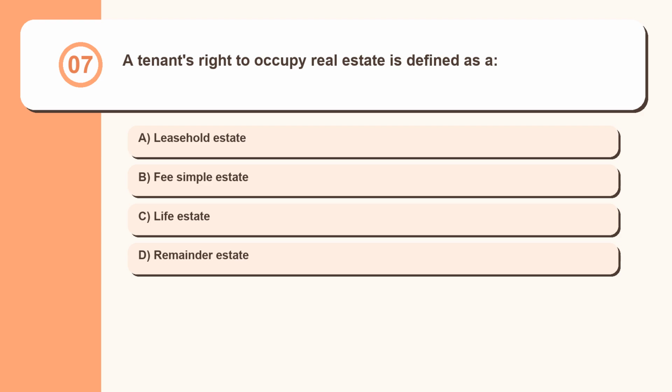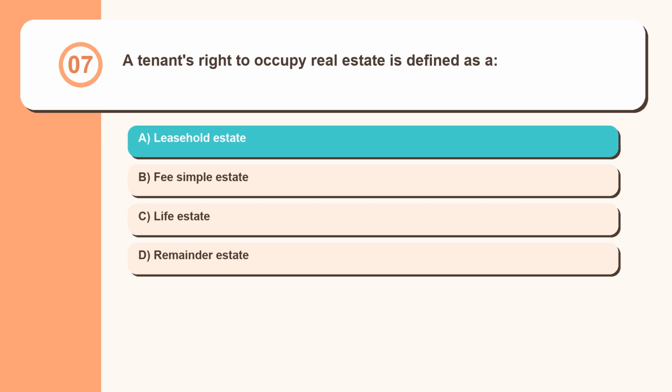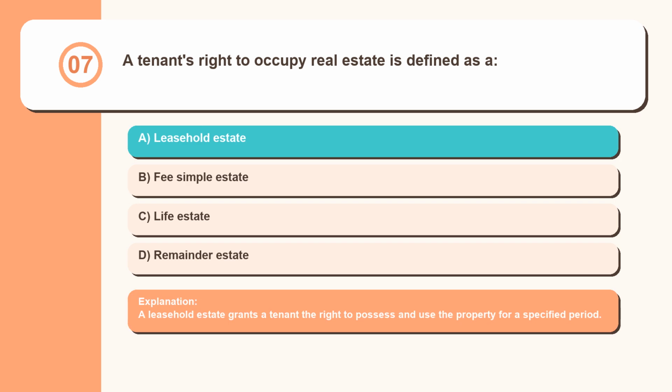Question 7. A tenant's right to occupy real estate is defined as a leasehold estate, fee simple estate, life estate, remainder estate. A leasehold estate grants a tenant the right to possess and use the property for a specified period.